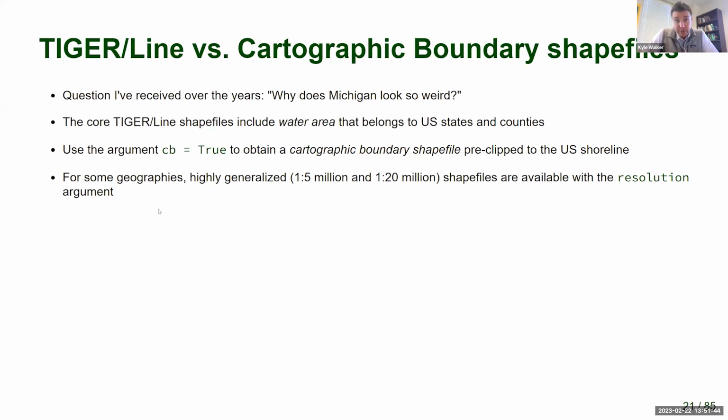The cartographic boundary files are maintained by the US Census Bureau for this purpose. They are pre-clipped to the US shoreline and generalized in the interior so that they have smaller file sizes, which are suitable for mapping. And you can even get really low resolution shapefiles that are very, very fast if you want to do small scale mapping. So if you want to do zoomed out mapping, I'll show you how to do that a little bit later.